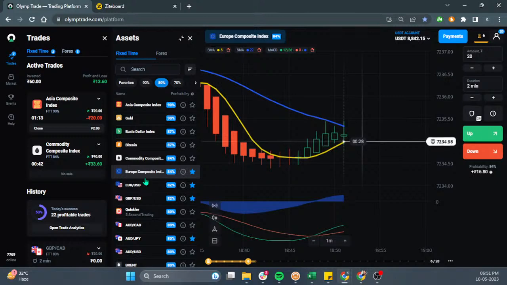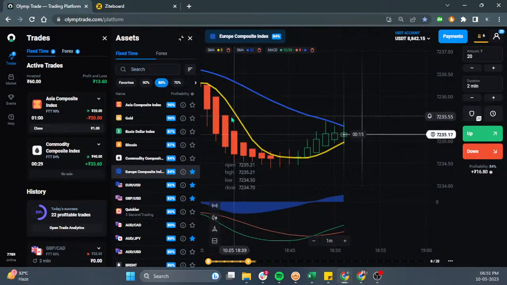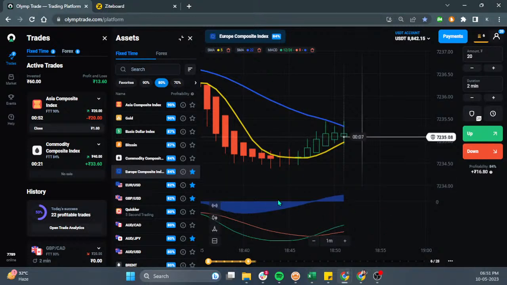My friend Alexandra has asked what is the name of this indicator that opens just like an area chart. So you can see the list of indicators used over here. We have SMA5, this yellow line. We have SMA22, this blue line. And this entire section is actually MACD. Okay.